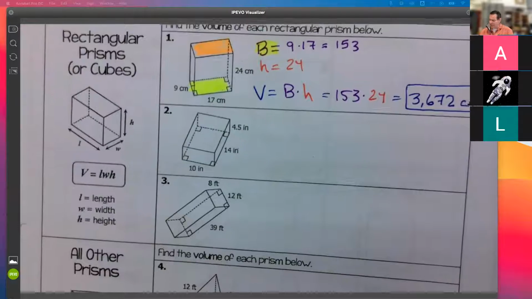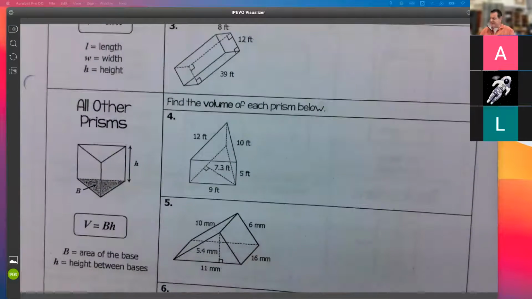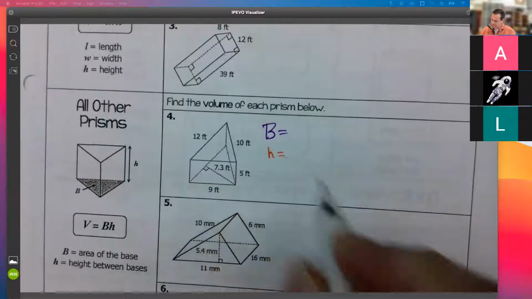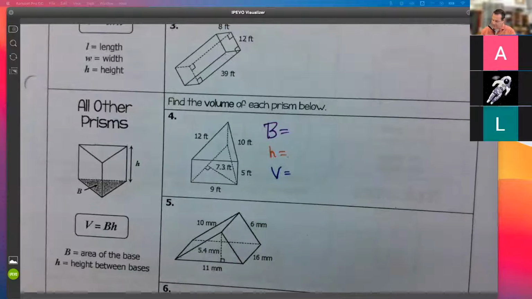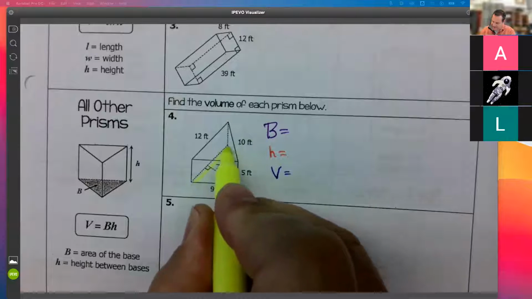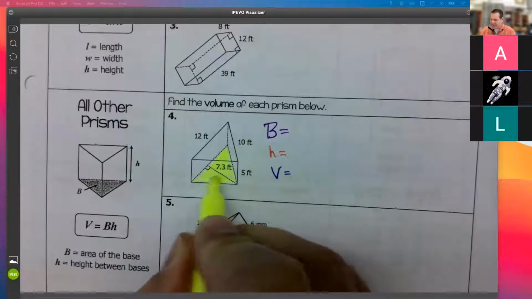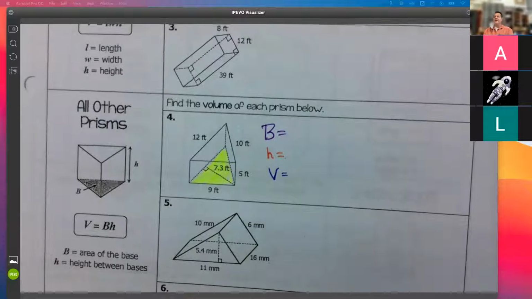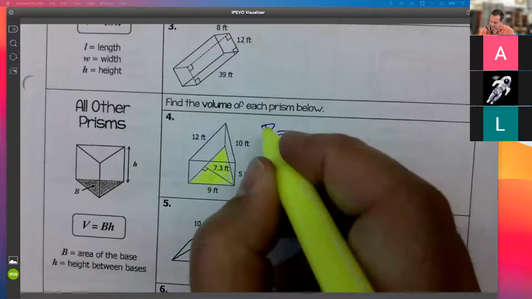So let's move down to number 4. What's the base? What shape is it? Triangle, good. Remember that we're looking at all the sides of faces, and if they're not rectangles, or at least parallelograms, then they have to be the base. Anything that's not a quadrilateral must be the base. So in this case, it would have to be the triangle.